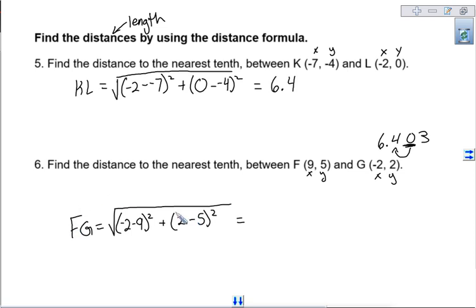And make sure that the bar over the square root keeps going over your whole problem. And you should get, rounded to the nearest tenth, 11.4.